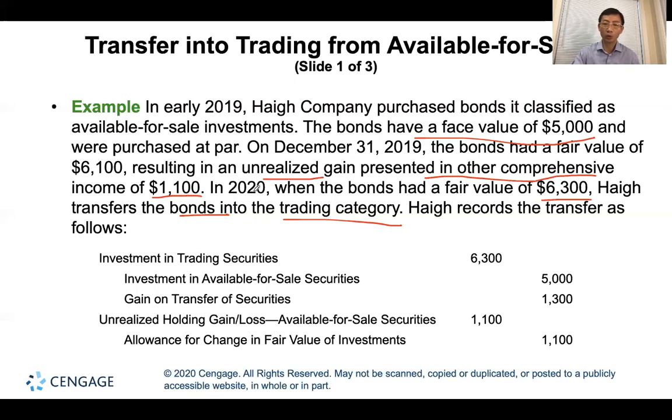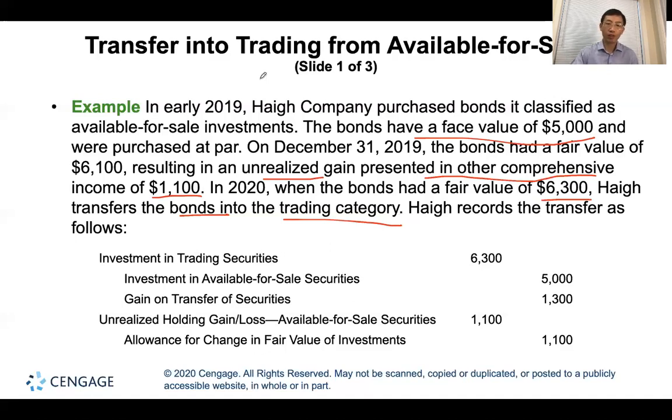And in 2020, the fair value increased from 6,100 to 6,300. At this time, the management says, okay, we will reclassify it as a trading category. And the trading category can directly record the unrealized holding gains or losses in the net income, in the income statement. It will have a positive influence on their potential investors.